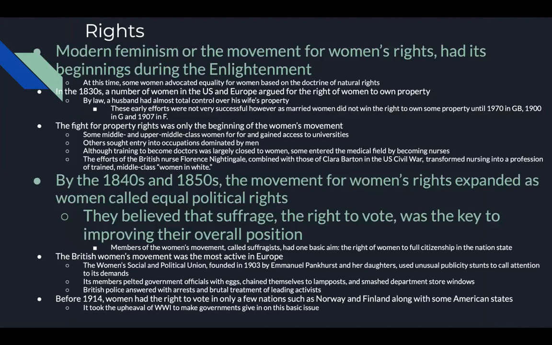Rights. So modern feminism, or the movement for women's rights, has beginnings during the Enlightenment, with Mary Wollstonecraft. At this time, some women advocated for equality for women based on the doctrine of natural rights. Enlightenment still comes up during this time period. In the 1830s, a number of women in the U.S. and Europe argued for the right of women to own property by law. Before this time, a husband had almost total control of his wife's property.